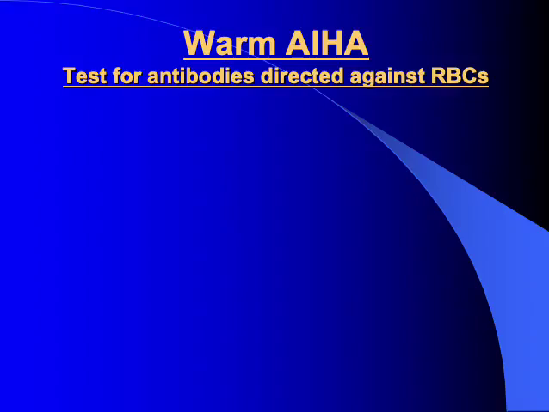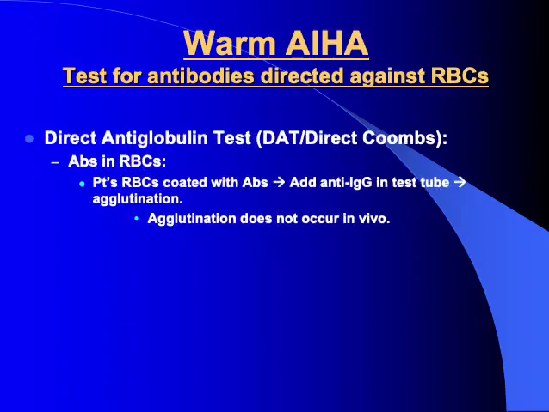First, you need to diagnose them. How do we diagnose autoimmune hemolytic anemia? Basically, we test for antibodies directed against RBCs and that leads to hemolysis. The first test is direct antiglobulin test or DAT, also called direct Coombs. The antibodies are actually on the surface of the RBCs, so they are on the RBCs, they are not in the plasma.